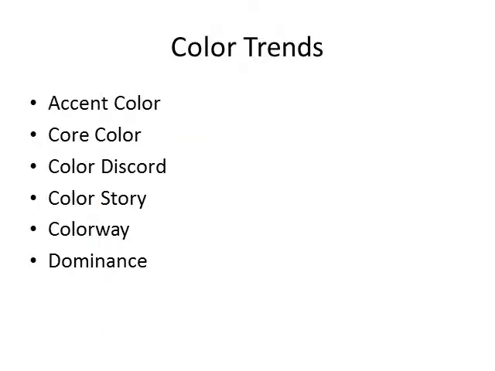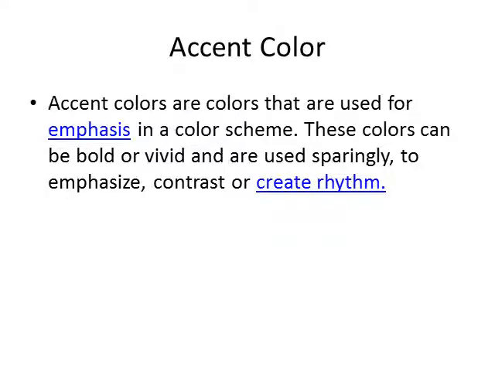Okay. A few more terminology words that we hear a lot about when we're talking about color. People say there's accent colors, you have your core colors, there's color discord, color story, colorway, and dominance. These are all words that you want to be able to use when you're talking about a line or a specific item. Accent colors are colors that are used for emphasis in a color scheme. Accent colors can be bold or vivid, or they can be used sparingly, but their purpose is to emphasize, contrast, or create rhythm.